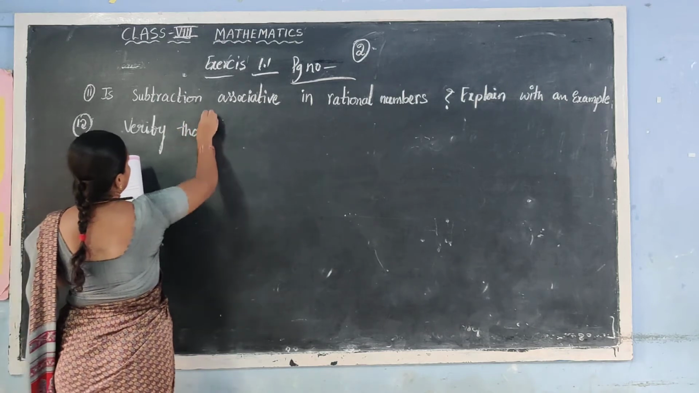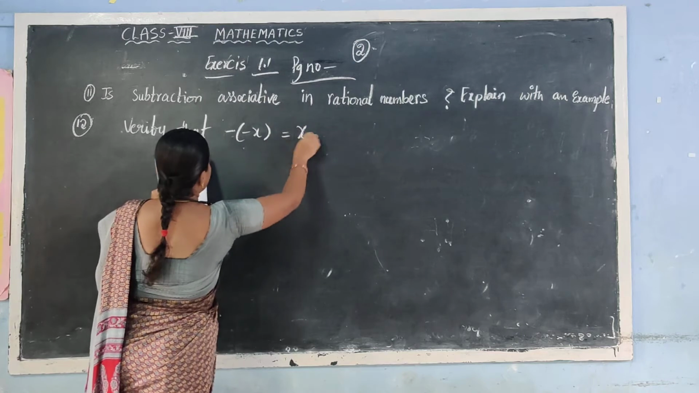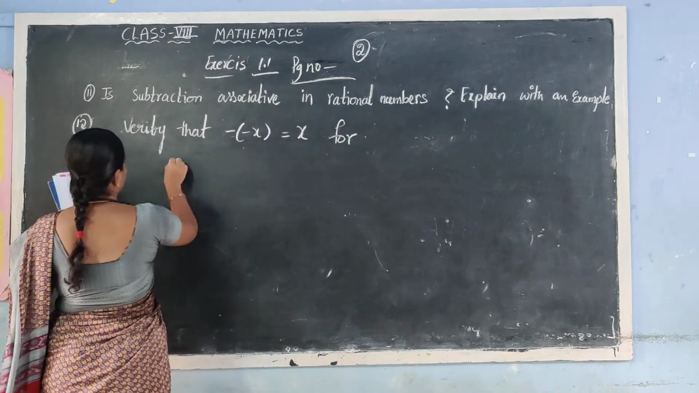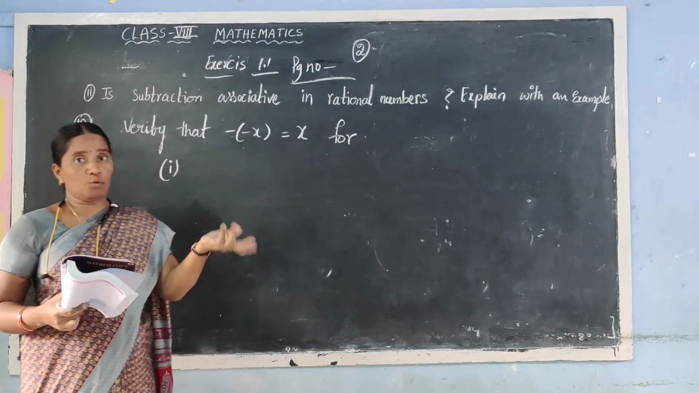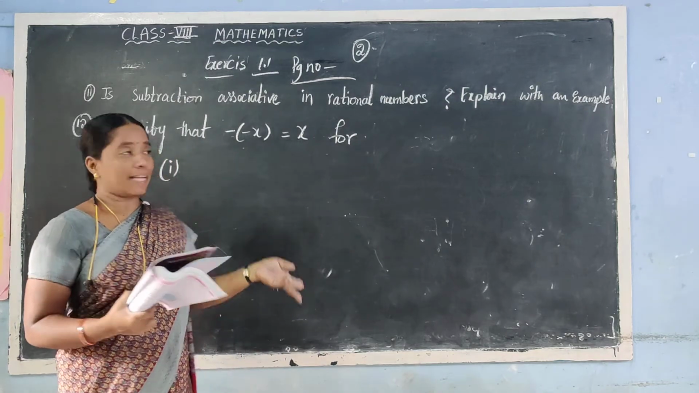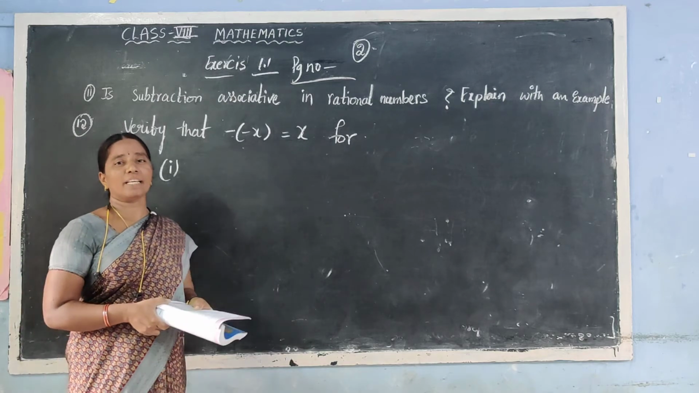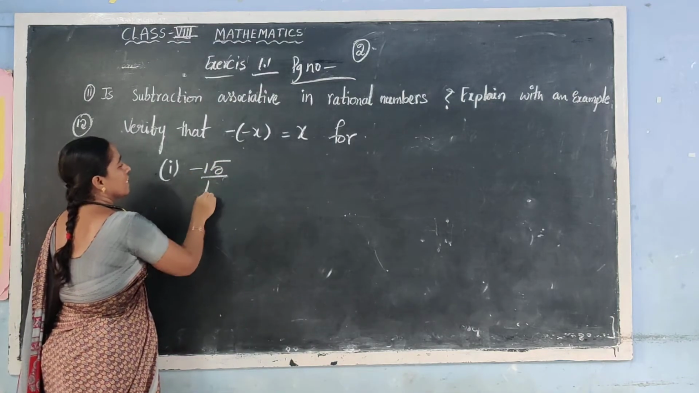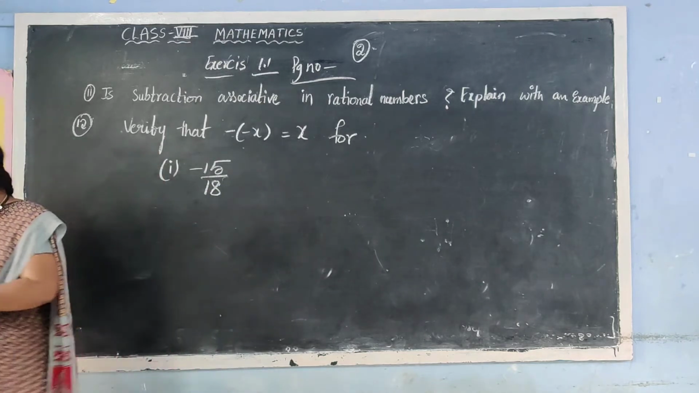that minus of minus x equals x. They have given 2 questions. If I told you 2 questions, what will you do? That's why I will explain this question model only. Another rational number I am taking, minus 15 by 18. First one. See carefully.